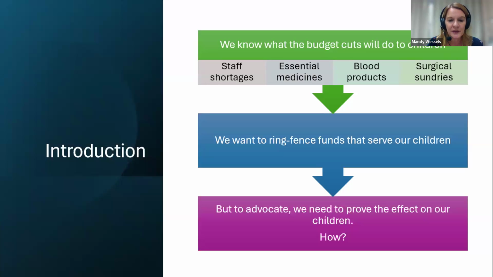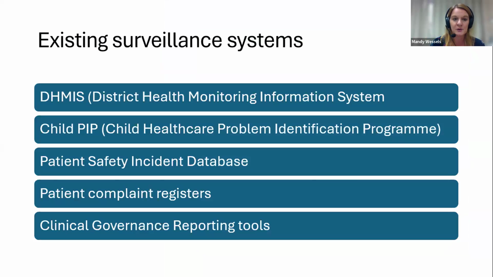We know the impact it will have, and we desperately, as child health advocates, want to ring fence the funds that serve our children. But as always, to advocate, we need to prove the effect on our children, and we need to prove that it's having an impact. It seems obvious to us on the ground, but when you want to advocate, it always starts with numbers. And so the question I'm hoping to answer today, although I'm not sure that I'm going to answer it that well, is how can we monitor and report the effect that the austerity measures are having on our children? And can we use any of the existing programs or systems that we already have?